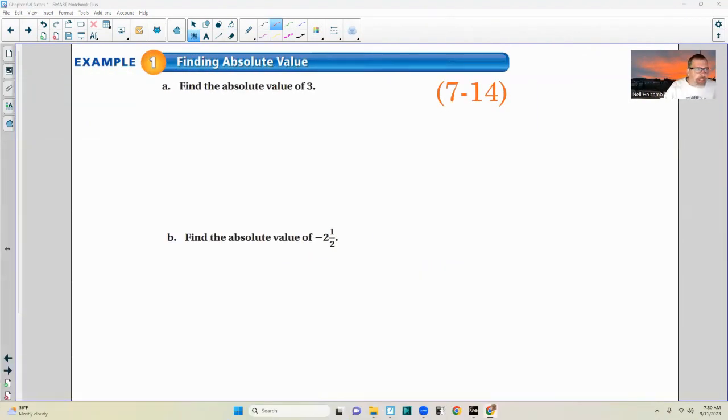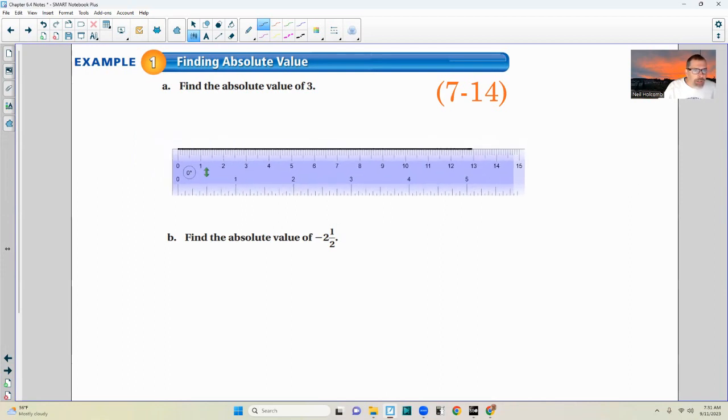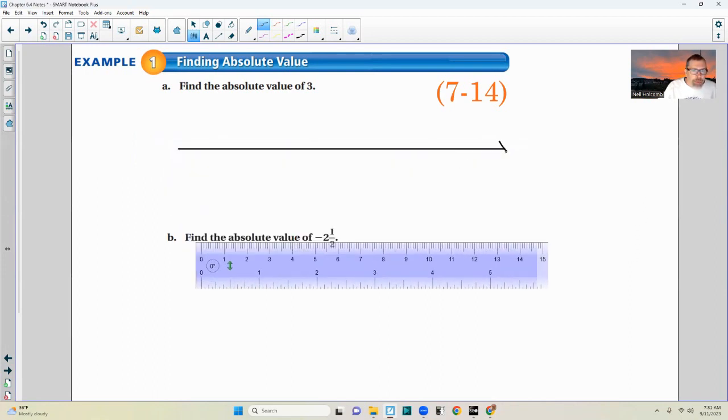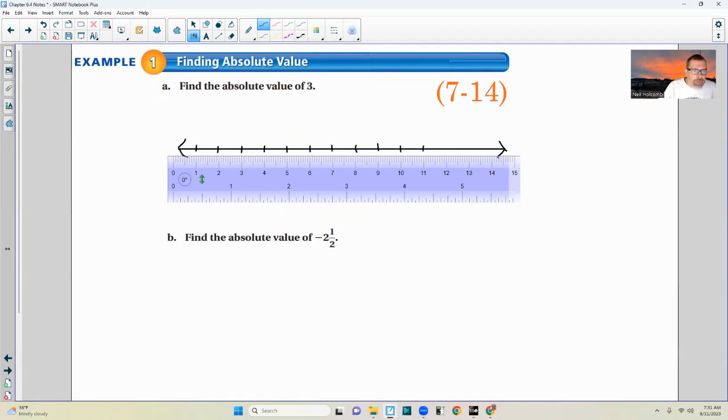Okay, so example 1 says finding absolute value. A, find the absolute value of 3. All right, so again, we're going to use a number line just like we did in the previous chapter sections. So I'm going to get my ruler out. I'm going to draw a nice straight line with my ruler, and then I'm going to put arrows at each end. Then I bring my ruler back up. Okay, this is getting repetitive, I know, but you have to do this. And then every centimeter, put marks. And I just make it a certain length, and I'll put 0 in the center. Or if the number is really big, we have to decide where that 0 is going to go.